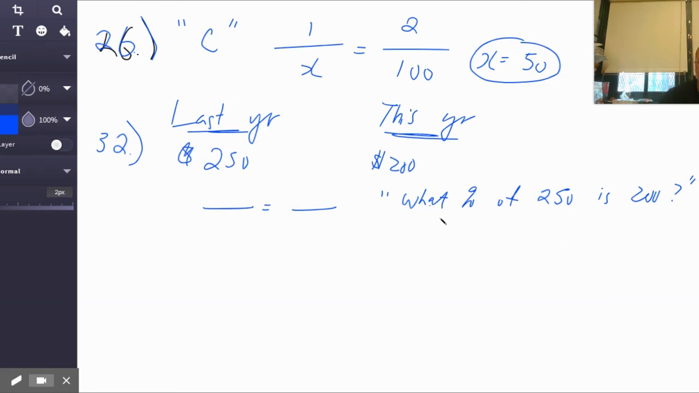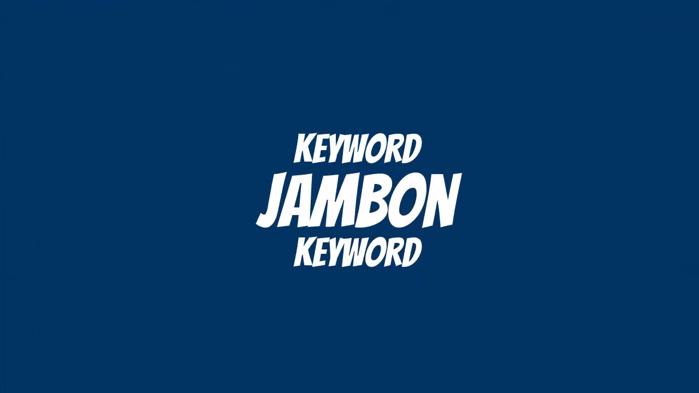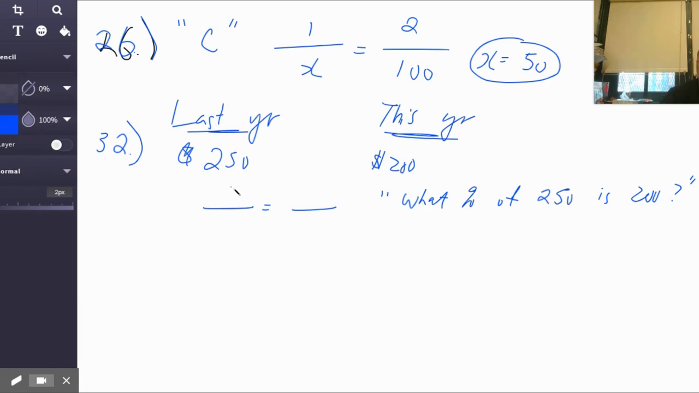So all I did was take away last year's cost and replace it with the actual number, likewise with this year's cost. So what percent of 250 is 200? So let's write it down, just like we say it. What percent out of 250 is 200?